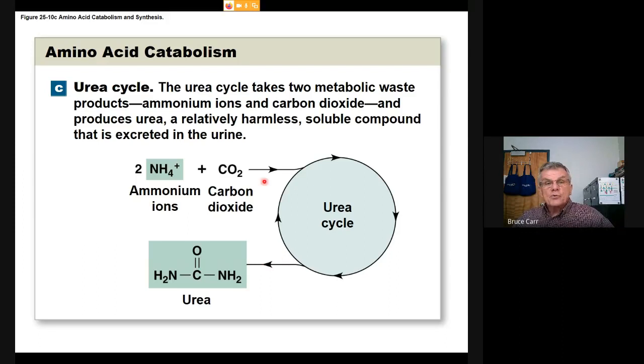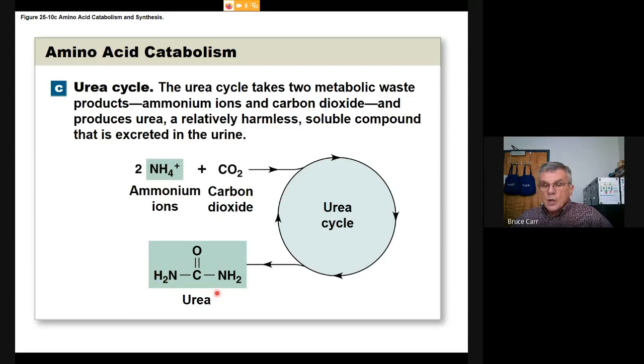Amino acids. What happens when we have this deadly poison, ammonia? Well, we form ammonium in water. And basically the urea cycle takes place in the liver. When that ammonium arrives, it combines with carbon dioxide, another waste, to make this molecule, urea. Now, the 2 advantages of this.